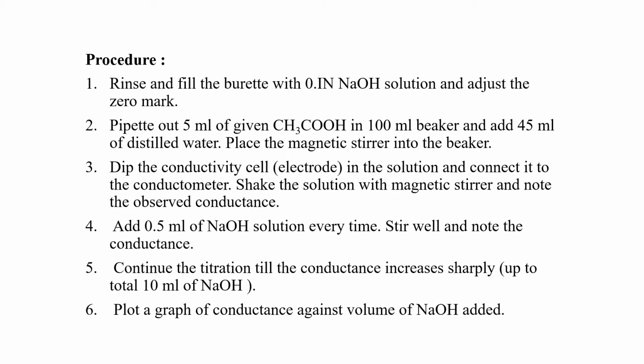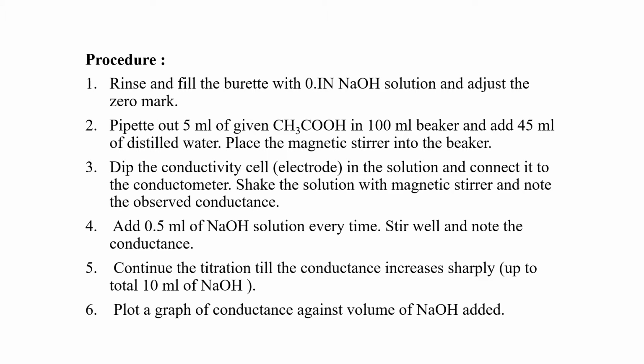Procedure of this experiment: first, rinse and fill the burette with 0.1 normal NaOH solution and adjust the zero mark of this solution. Then pipette out 5 ml of given acetic acid solution in a 100 ml beaker and add to it 45 ml of distilled water. Then place the magnetic stirrer into the beaker. Dip the conductivity cell or electrode in the solution and connect it to the conductometer.